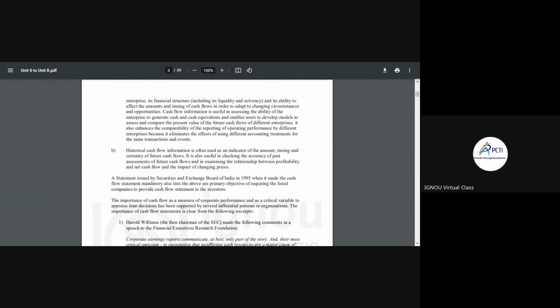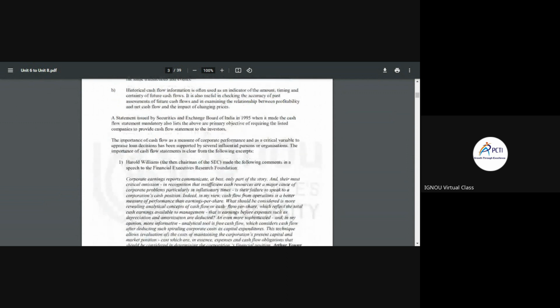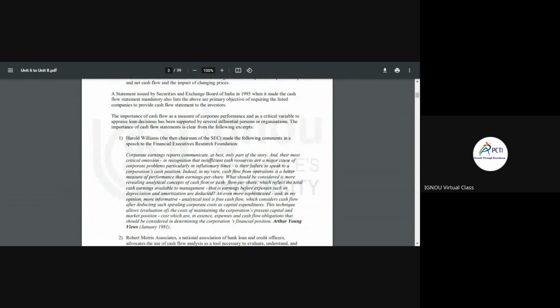Basically, a statement was issued by the Securities and Exchange Board of India in 1995 that the cash flow statement is mandatory. The primary objective of requiring listed companies to provide a cash flow statement to investors is that it can tell us about the actual performance of the company related to profits and how they are using their funds in a particular year.